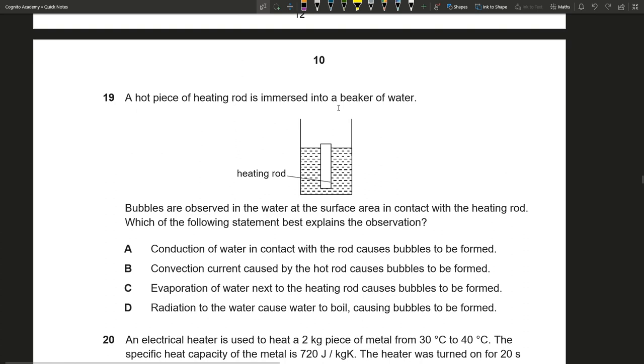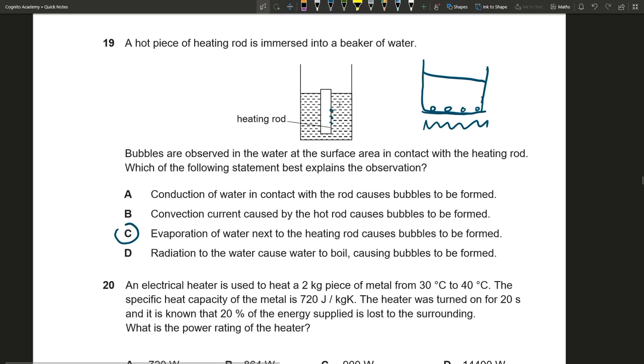Here we have a hot heating rod immersed into a beaker of water, and then bubbles are observed in the water in the surface area in contact with the heating rod. Which of the following statements best explains the observation? This has nothing to do with conduction, convection or radiation. This is just the evaporation of water because the heat next to the heating rod causes the bubbles to form. I don't know if you ever boiled water, but if you have, you usually see at the start, this is the fire by the way, that there are bubbles that form before the water starts boiling. It's the same concept here. This surface, which is the hottest, evaporates the water closest to it, causing the bubbles to form. So our answer here is C.